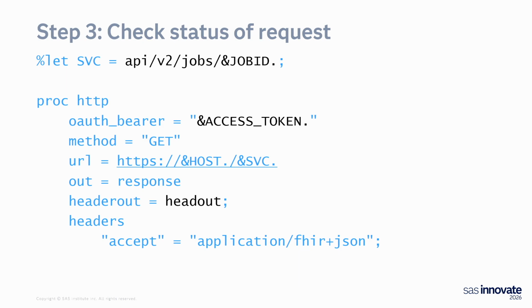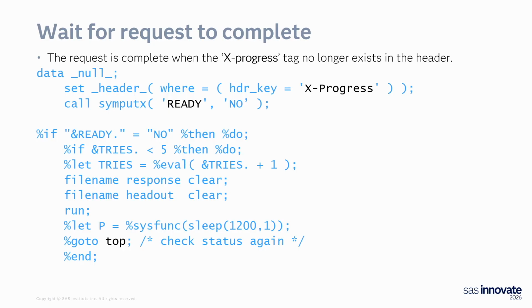In any event, given a job ID, you can create a service line that says API v2 jobs and then job ID. Again, you only know that because you've read the documentation. But when you run this, what you'll get is either everything is working, or it's still in progress, or it's not. So in this case, we run the command to look for the job status.